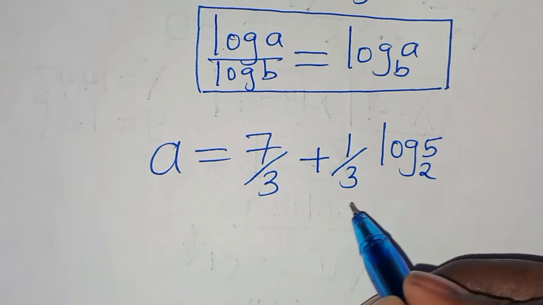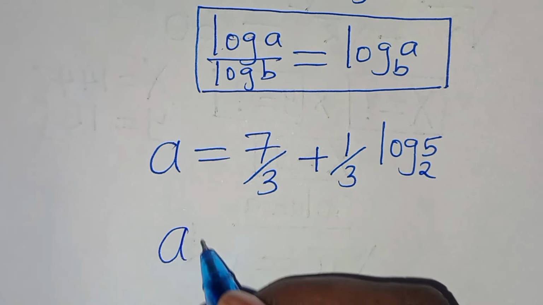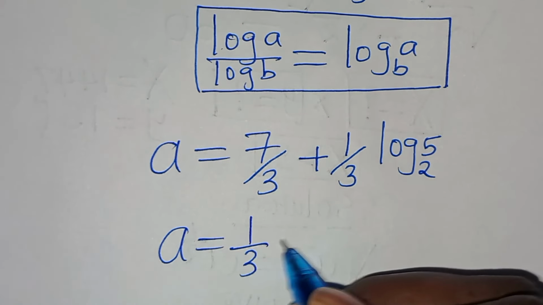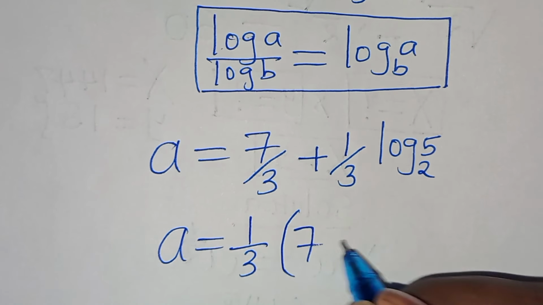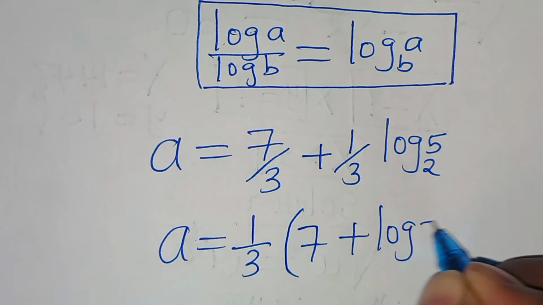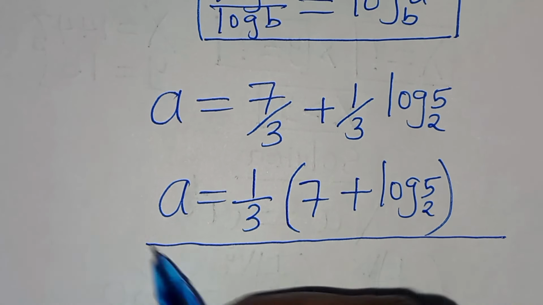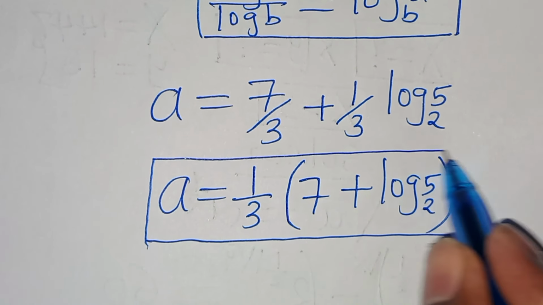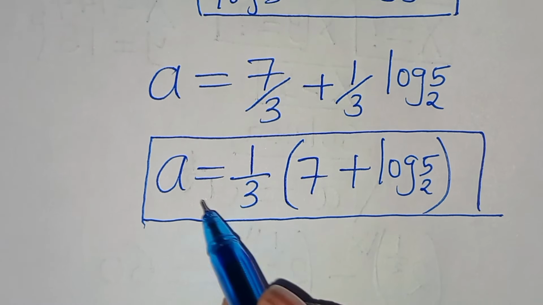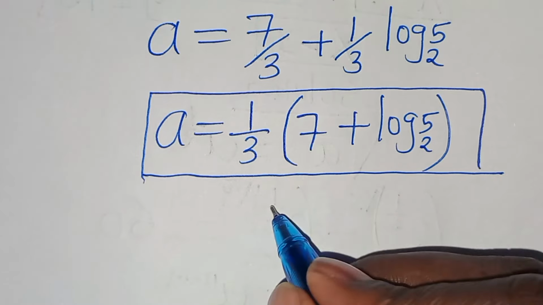And since 1 over 3 is common here, we can factor out 1 over 3 into the parentheses. This is 7 plus log 5 to base 2. So this is the value of A. The next step from here is to verify that this value of A satisfies the equation. So let's verify from here.